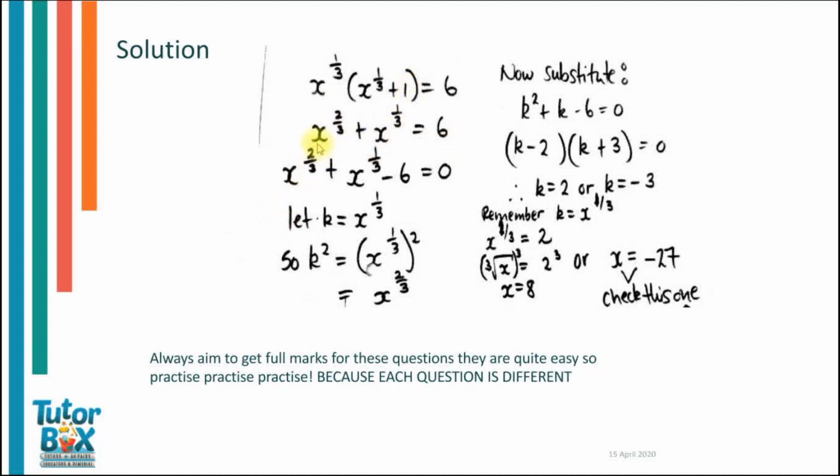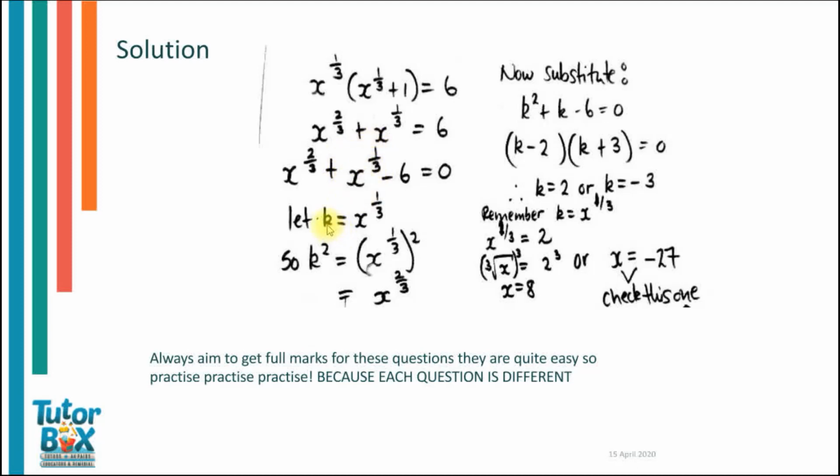And then this will be x raised to the power of 2 over 3 plus x raised to the power of a third minus 6 is equal to 0. Okay, so now that looks like a quadratic, but it's hidden. We don't see it, but it's a quadratic, but it's hidden, right? So we let k be equal to x to the power of 1 over 3. There we go, because my coefficient there is 1. So you just take this one.